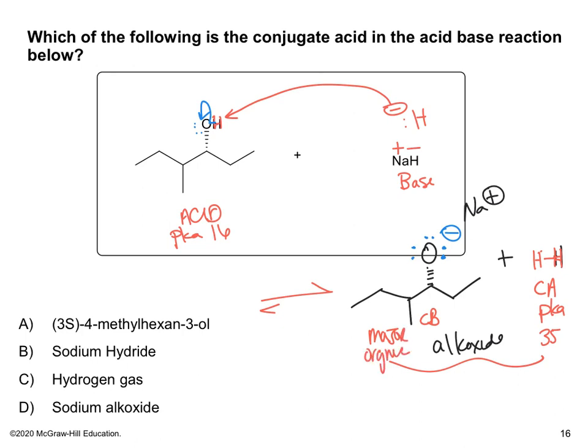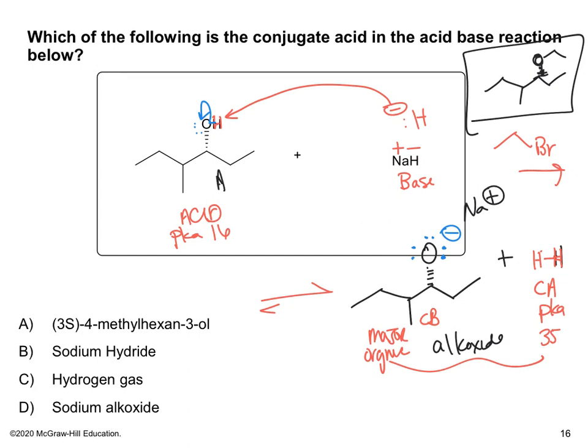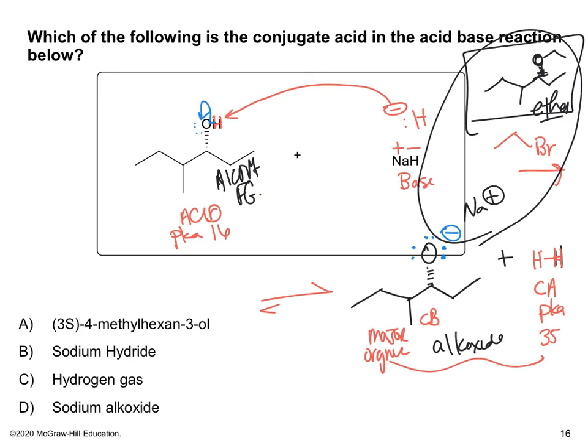What's nice is now we can make an ether out of here. I mean, we can go ahead and take this and put in some ethyl bromide, and now you've made an ether there. And that's what you do in organic chemistry. So you can change this alcohol functional group to an ether. And you need to be able to do that. This is Williamson ether synthesis, and this is an acid-base reaction.